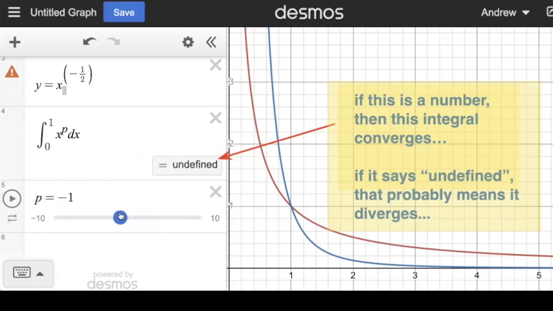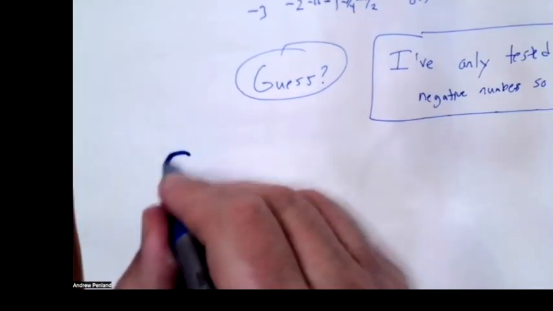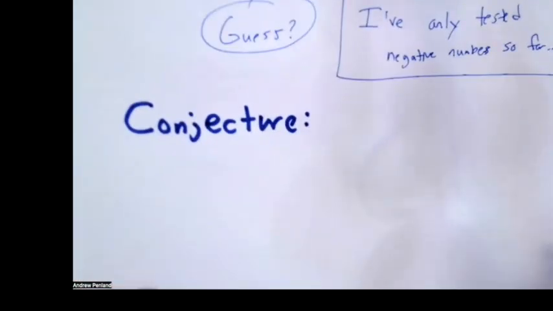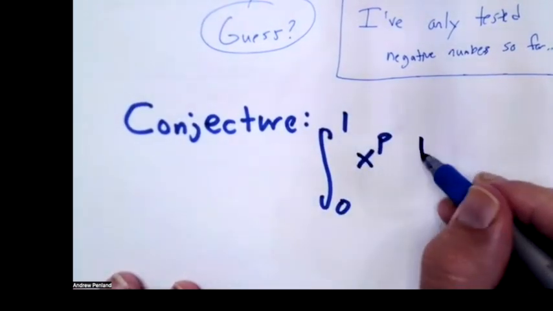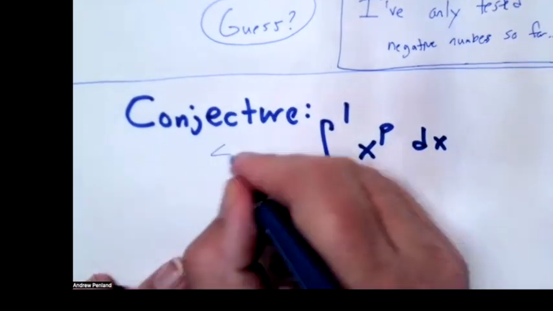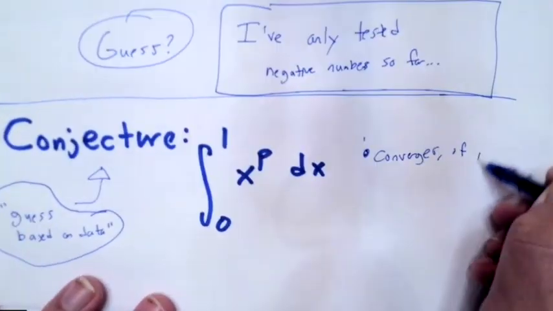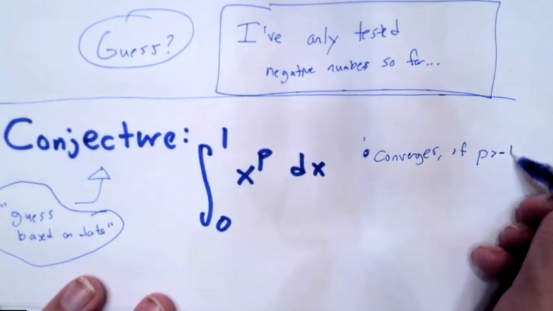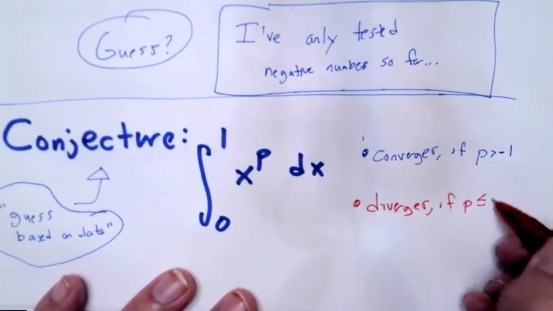So that confirms what I was looking at. And my conjecture, a conjecture is a guess that you make based on what you've seen so far, my conjecture is that the definite integral from 0 to 1 of x to the p dx converges if p is greater than -1, and it diverges if p is less than or equal to -1.